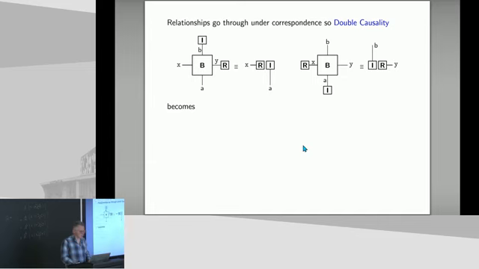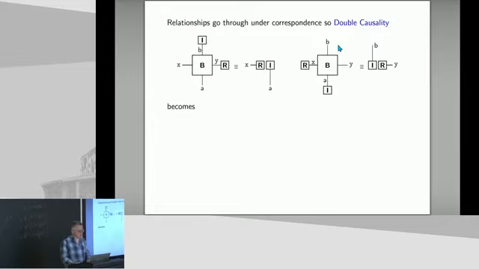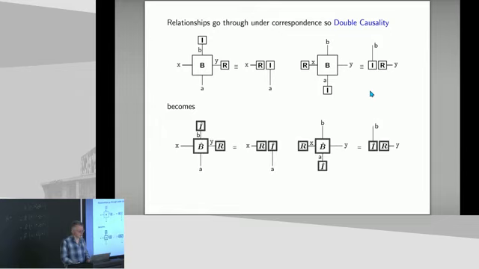Okay, once you've got this correspondence, the relationships you have in the operational theory go through under correspondence and become relationships in the operator tensor theory. The only difference being that in here you have equivalence, but in the operator tensor theory you just have equality.